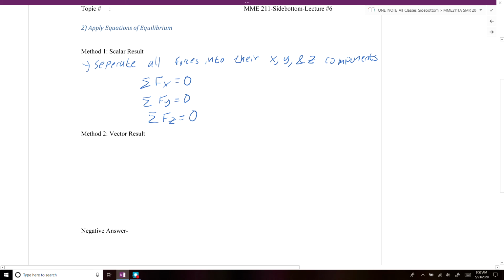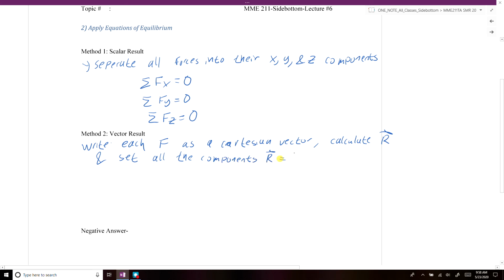The second way you can do this, and you're doing the same process, you're just representing it a different way, is that you can use vectors to do it. What you can do is write each force as a Cartesian vector. Then you can calculate the resultant force using all the forces as Cartesian vectors, and then you can set all the components of your resultant vector equal to 0, and then you can solve that. So what that ends up looking like is you can say the resultant force is equal to the sum of all your forces in your system that are acting on the particle, which would be equal to 0i plus 0j plus 0k.